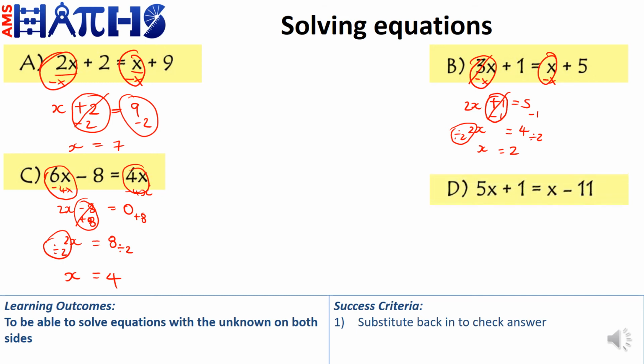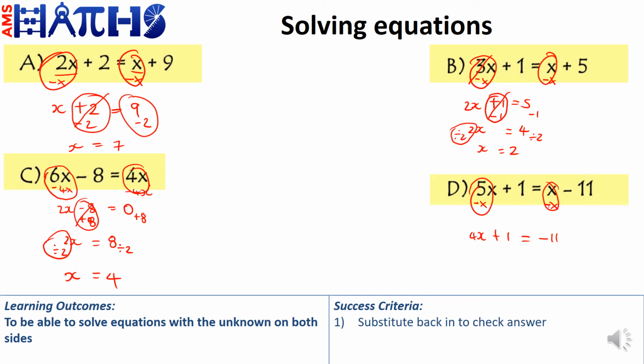Final question to try. We have again x on both sides. So let us get rid of the 1x, because on the right we have 1x, but on the left is 5x. So we'll have to subtract x on both sides just for ease of calculation. 5x minus 1x gives us 4x. 1 plus 1 remains. Then x minus x is 0, and we're left with minus 11.